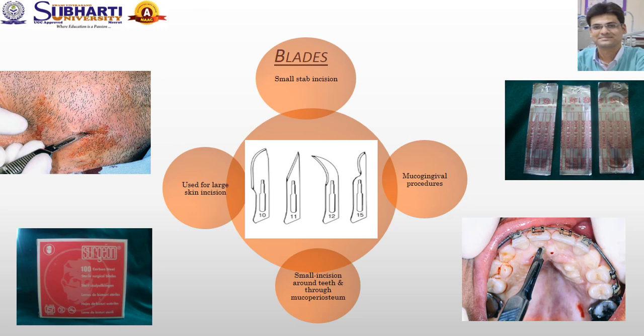Number 12 is a curved blade. It is mainly used to perform mucogingival procedures, especially in the posterior area where accessibility is a difficult problem. Number 15 is most commonly used in oral surgical procedures. It is mainly used to give incisions around the tooth and through the mucoperiosteum.